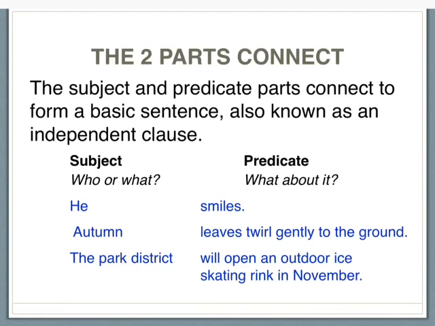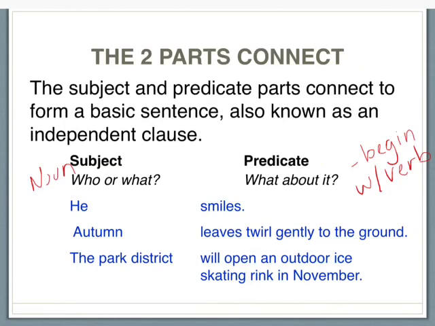The subject and the predicate parts connect to form a basic sentence, also known as an independent clause. So your subject is the who or what, and remember this is your noun. And your predicate will begin with the verb. So if we look at the examples, he, that's telling us who or what, that's a noun. What is he doing, or what about him? He's smiling, which is our verb.